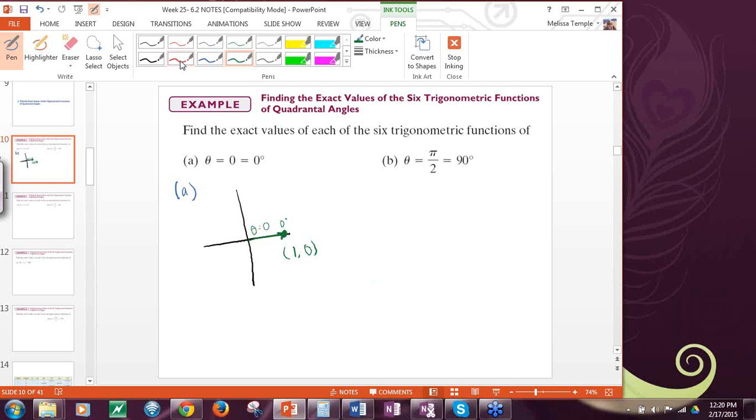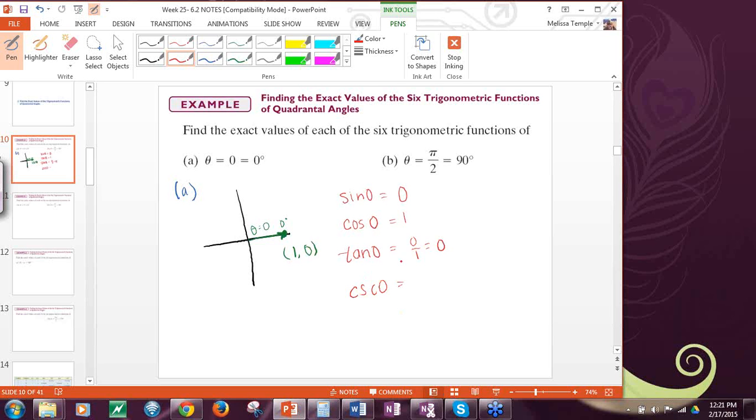Okay, so now that I have that, finding my 6 trig functions is just identifying my y and x. So sine of theta, actually we're going to say sine of 0 because we know what my theta is. My theta is 0. So sine at 0 is my y, which is 0. Cosine at 0 is my x, which is 1. Tangent at 0 is y over x, so 0 divided by 1, which is 0.